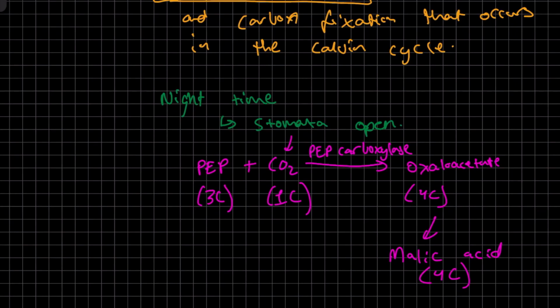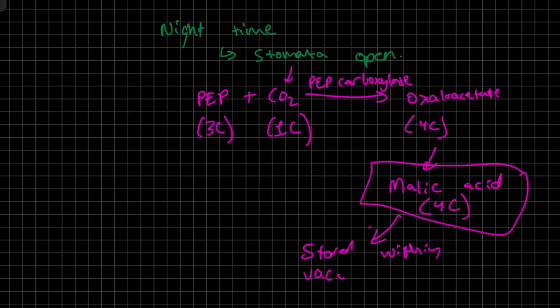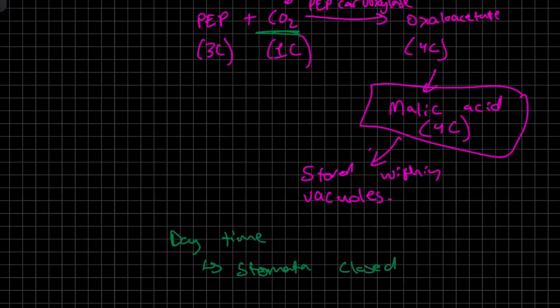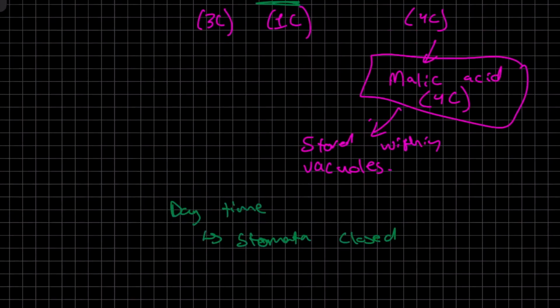This malic acid can then be stored within the plant's vacuoles. So this malic acid is stored within vacuoles. This means that during the daytime, we can keep our stomata closed because we already captured a lot of carbon dioxide during the nighttime. So we have no reason to keep our stomata open. So we keep them closed during the daytime, and this allows us to minimize loss of water during the day when it is hotter than at night.